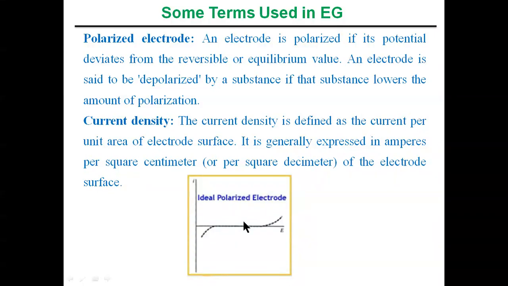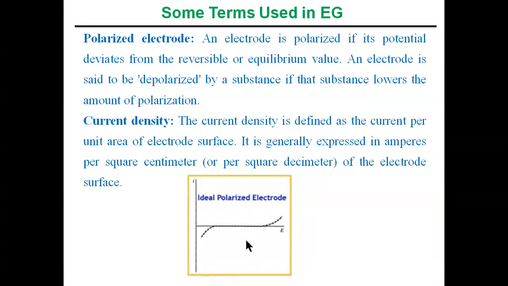The potential deviates from the reversible or equilibrium value, and such an electrode is polarized. If a substance deviates the potential from its reversible or equilibrium value, that substance is said to polarize the electrode. And if a substance lowers that polarization, that substance is a depolarizing substance. So here you understand what we mean by the polarized electrode and the depolarized electrode.